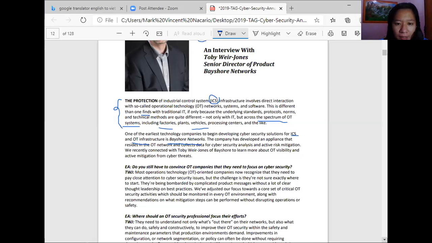The company has developed appliances that reside in the OT network and collect data for cybersecurity analysis and active risk mitigation. We recently collaborated with Zone of Boisu to learn more about OT visibility and active mitigation from cyber threats.